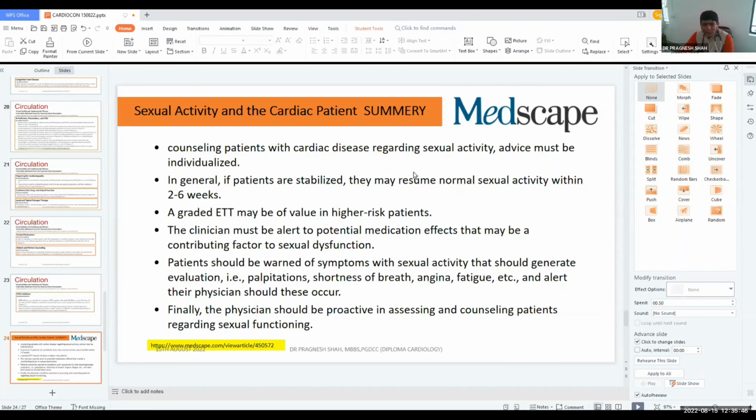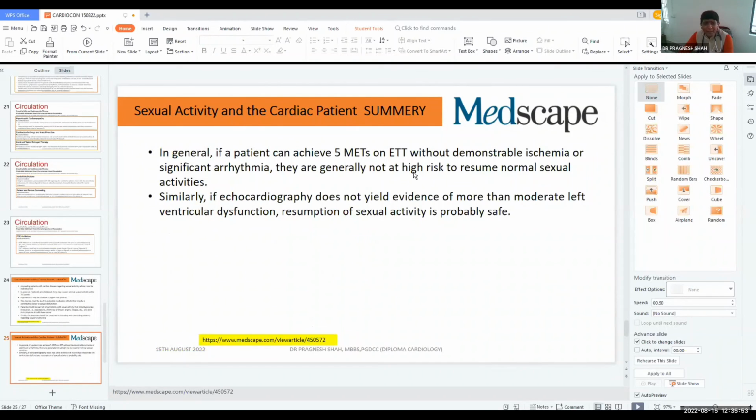And finally, the physician should be proactive in assessing and counseling patients regarding sexual functioning. In general, if the patient can achieve 5 minutes on exercise treadmill test without demonstrable ischemia or significant arrhythmia or any symptoms, they are generally not at high risk to resume normal sexual activity. Similarly, if echocardiography does not yield evidence of more than moderate LV dysfunction, resumption of sexual activity is probably safe.